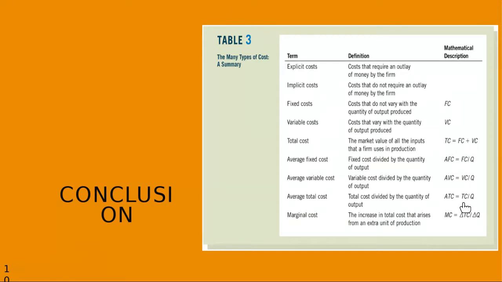Now, one more quick way to consider how you can write average total cost, you can also write average total cost as average fixed cost plus average variable cost. Similarly put, marginal cost then is the increase in total cost that arises from extra unit production, and it is simply the change in total cost based on the change in quantity.